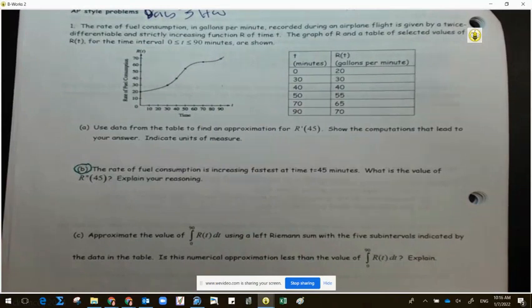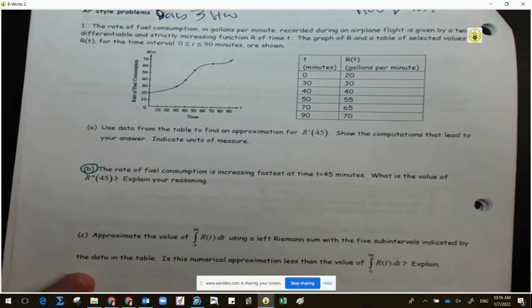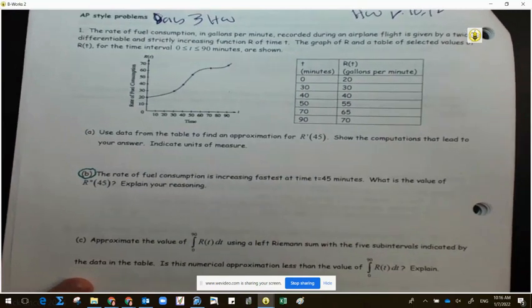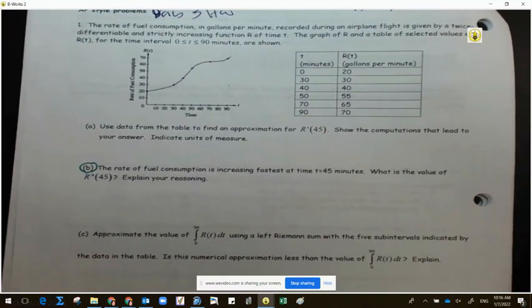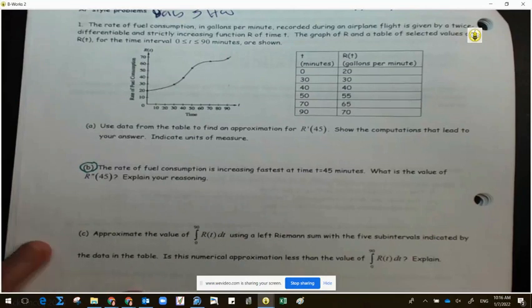The rate of fuel consumption in gallons per minute recorded during an airplane flight is given by the differentiable and strictly continuous function R of time t. The graph of R is equal to the values of R of t for the time interval 0 less than or equal to t less than or equal to 90 minutes. Just B. The rate of fuel consumption is increasing fastest at time t equals 45 minutes. What is the value of R double prime of 45?